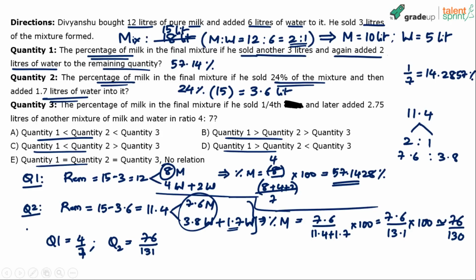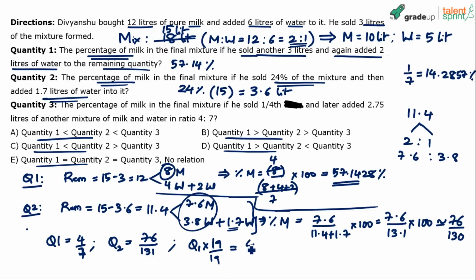Now you know how to compare two fractions. This again has been discussed in TalentSprint videos. Let me tell you how to compare two fractions of this type, where we have no clue about what the value could be. One simple way is to make either the denominators equal or the numerators equal. Now 4 into 19 is 76, right? So let's multiply quantity 1 by 19 in both numerator and denominator.